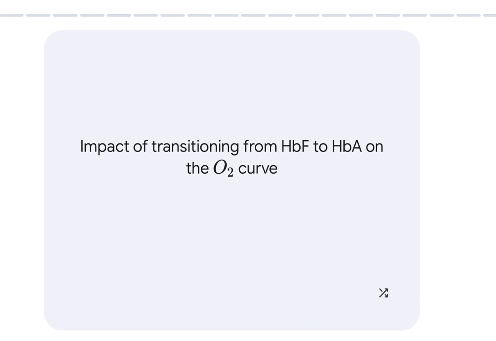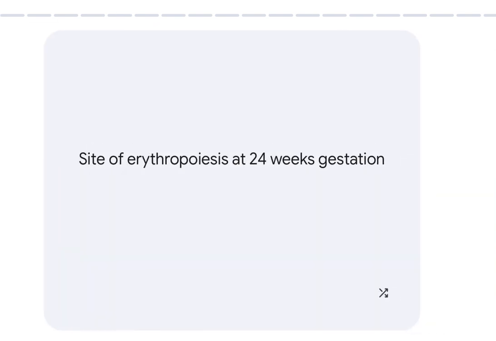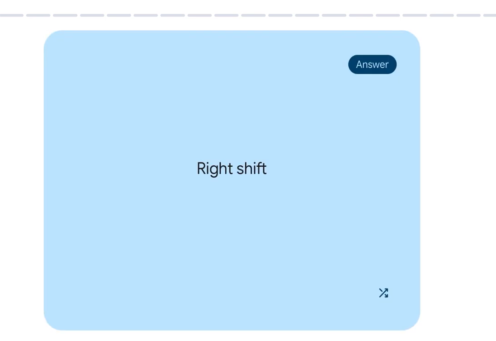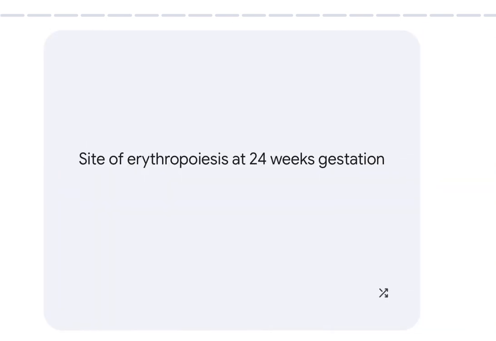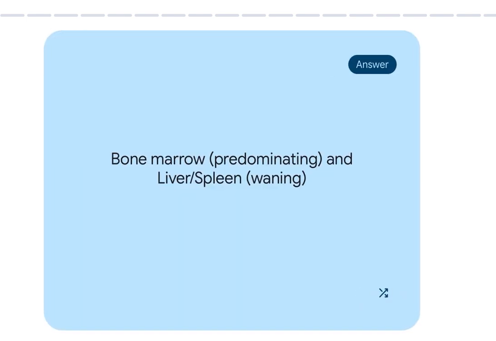Impact of transitioning from hemoglobin F to hemoglobin A on the oxygen curve is the right shift. Site of erythropoiesis at 24 weeks of gestation will be bone marrow predominantly, and liver or spleen.